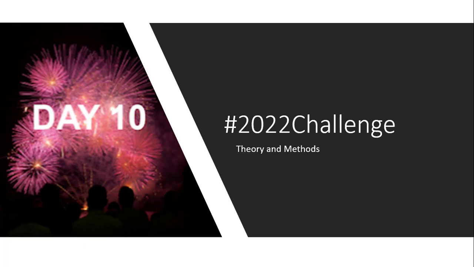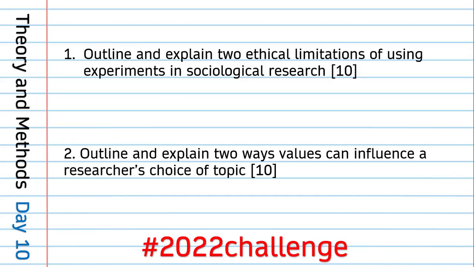I set them early this morning, and now I'm going to give the answers to the two questions that I set. The first one was: outline and explain two ethical limitations of using experiments in sociological research. Pretty straightforward question, as long as you realise you're talking about ethical limitations and experiments. It can be lab experiments, it can be field experiments. We're going to go through that a little bit in this video.